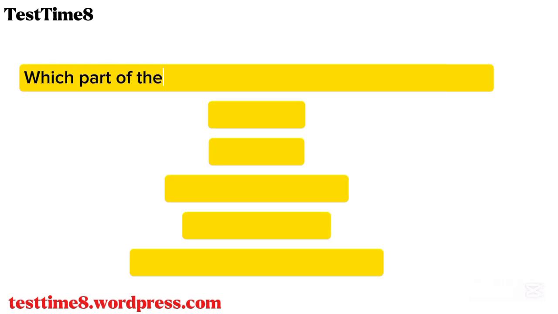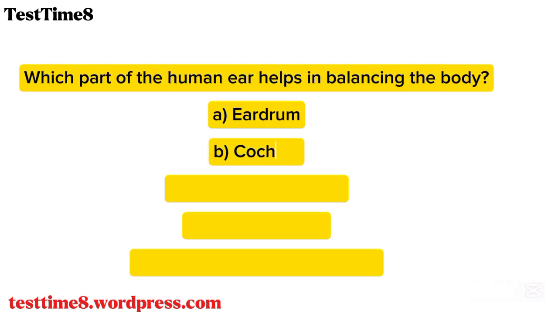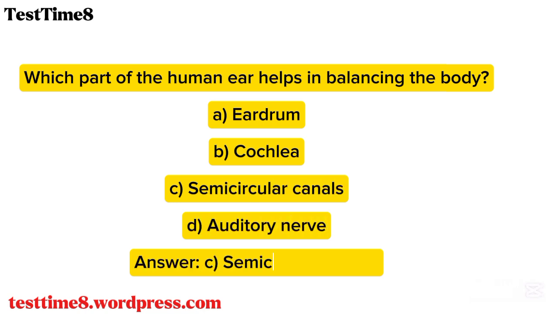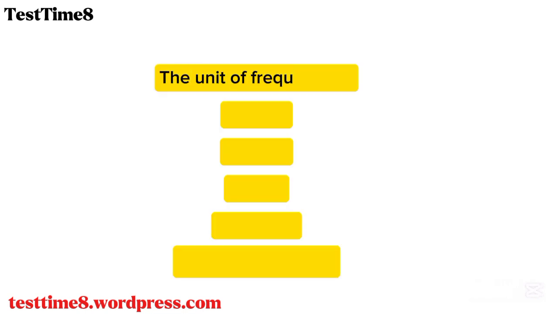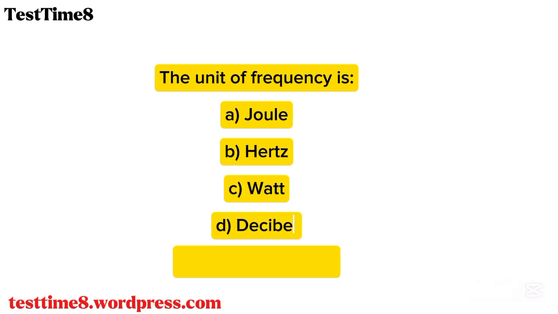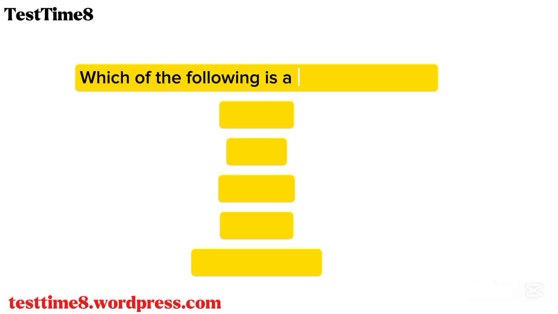Which part of the human ear helps in balancing the body? A. Eardrum, B. Cochlea, C. Semicircular canals, D. Auditory nerve. Answer: C. Semicircular canals. The unit of frequency is A. Joule, B. Hertz, C. Watt, D. Decibel. Answer: B. Hertz.